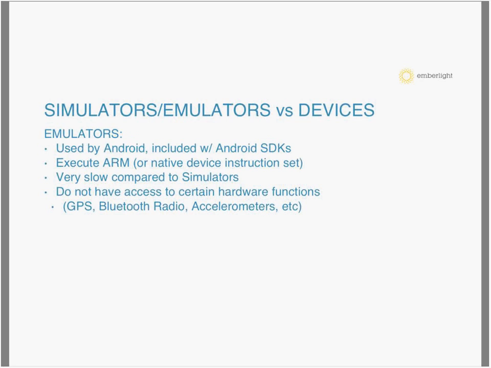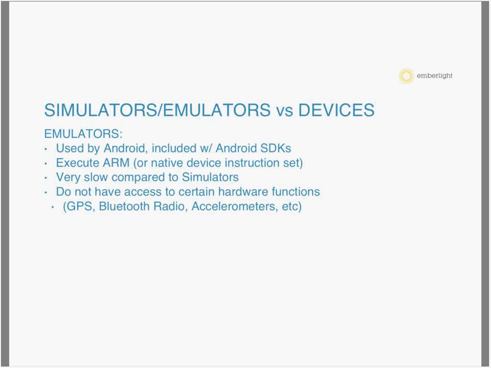Now, emulators are just a little bit different. Android emulators are what come with the Android SDK. They actually emulate the instruction set of the CPU that you're attempting to emulate. So for most devices, it's actually executing an ARM instruction set, or whatever that native instruction set happens to be. The downside to that is that it's much slower compared to a simulator. If you put an iOS simulator right next to an Android emulator, the emulator is going to be much slower. But the upside is that you know you're actually running the same instruction set that you're going to be running on the real device.